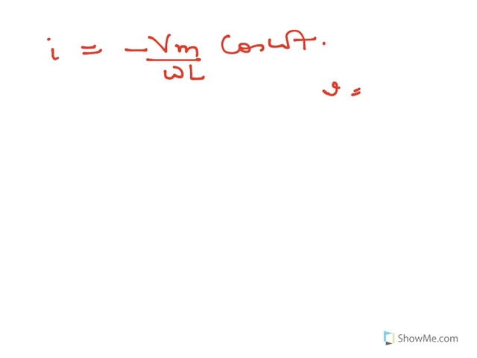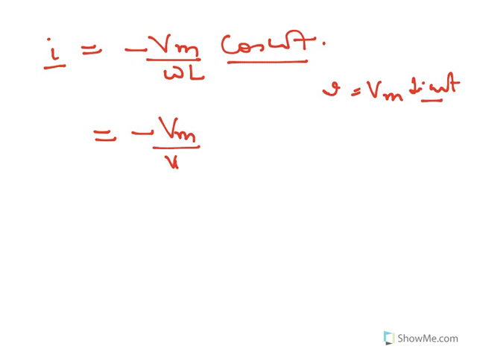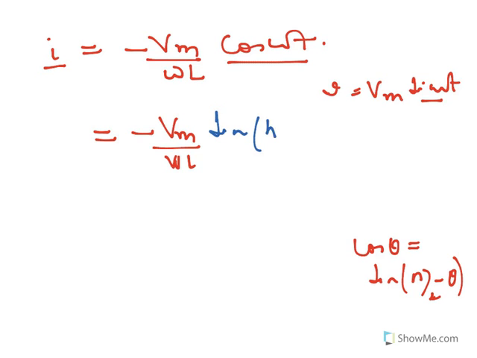So V is written as Vm sine omega t. If we have to compare the phases of the source voltage and the current produced in the circuit, we need to have both of them in the form of sine. Only then we can compare their phases. So we need to convert minus cos omega t into sine. We know that cos theta is also equal to sine of pi by 2 minus theta. So cos omega t can also be written as sine of pi by 2 minus omega t.